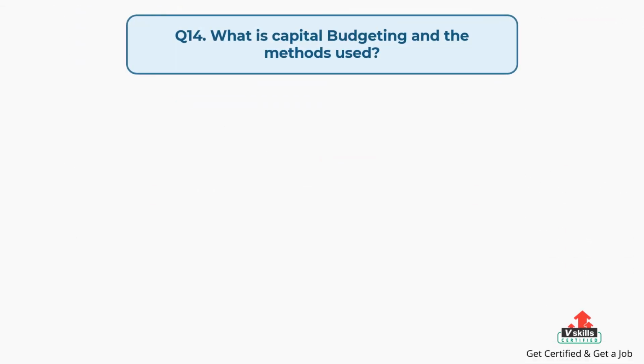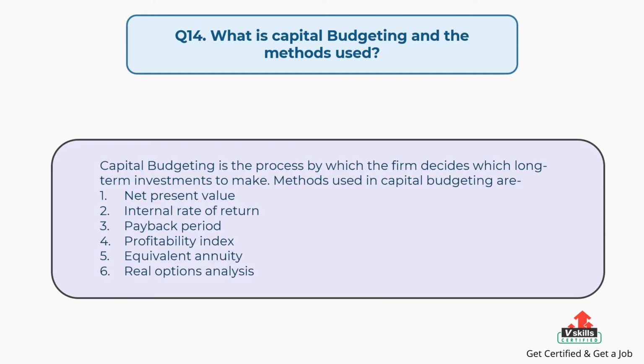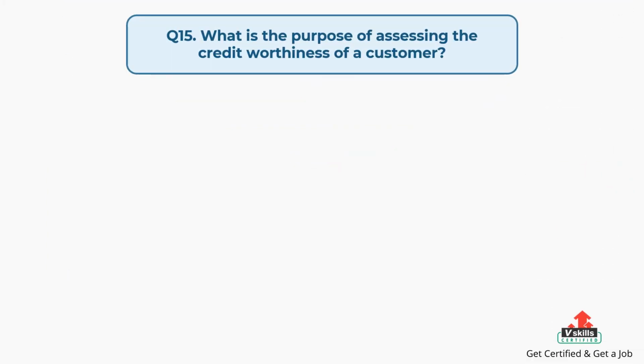Question number 14. What is capital budgeting and the methods used? The answer is, capital budgeting is the process by which the firm decides which long-term investments to make. Methods used in capital budgeting are net present value, internal rate of return, payback period, profitability index, equivalent annuity, real options analysis.